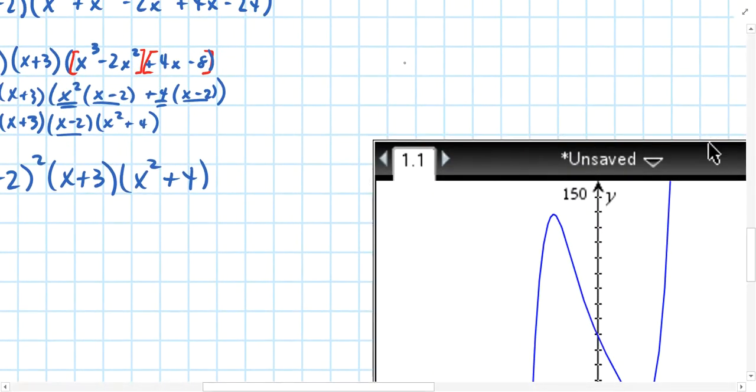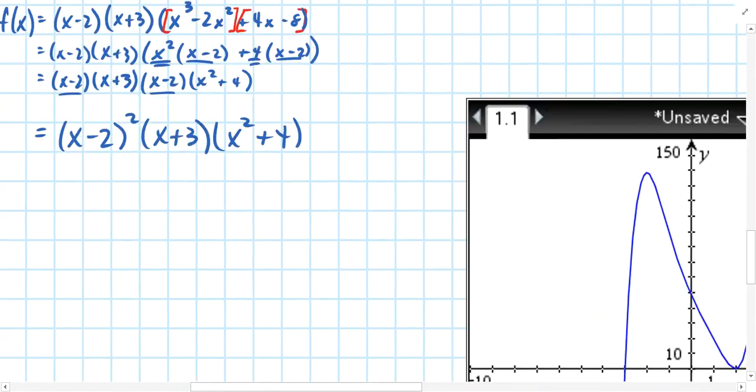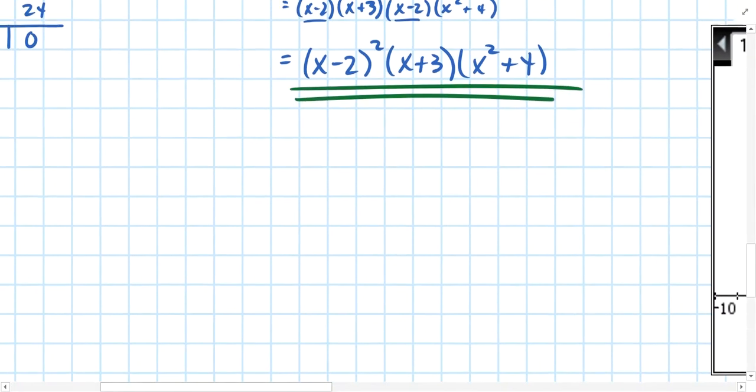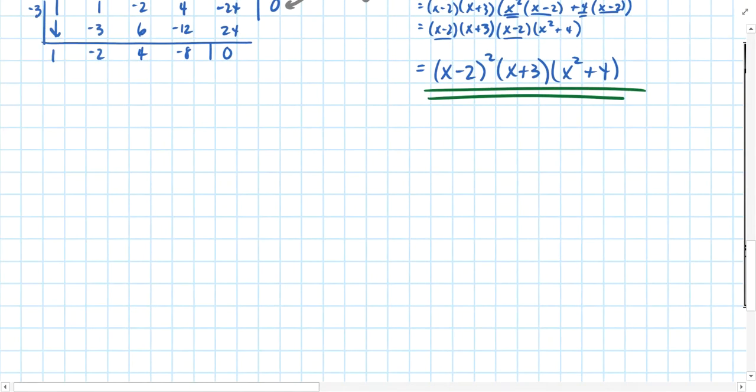And as a side note, x squared plus 4 cannot equal 0 and produce a real number result either, because that would require the square root of -4. So with this factored form of the polynomial, I think we have enough information to sketch our graph.